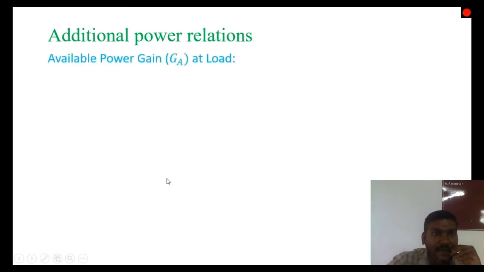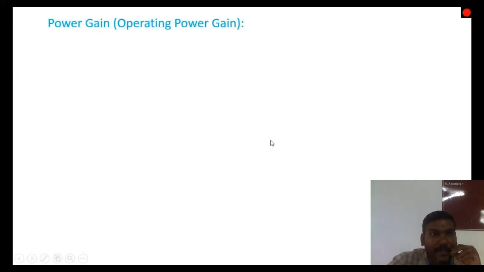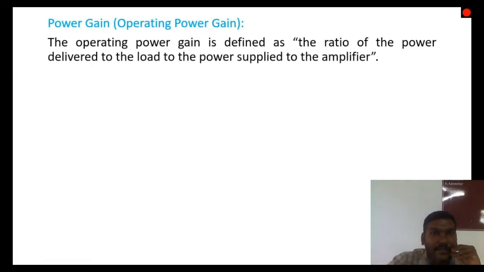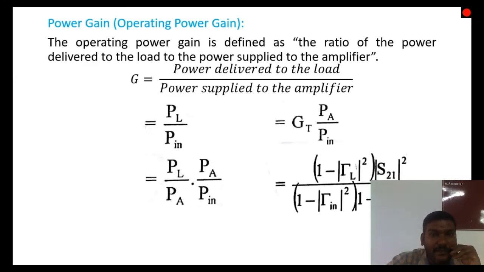Additional power relations: we have available power gain at the load, and also we have a maximum power. GA is nothing but the power available from the network divided by the total power available from the source. And the operating power gain is defined as the ratio of the power delivered to the load to the power supplied to the amplifier. This is known as power delivered to the load divided by power supplied to the amplifier, PL by PIN. Just simplify the equation, and we will have an answer.